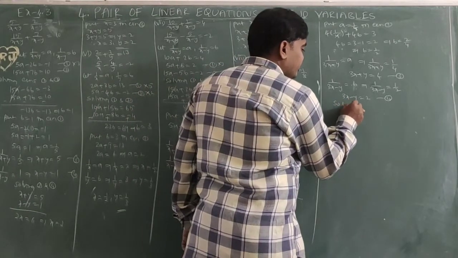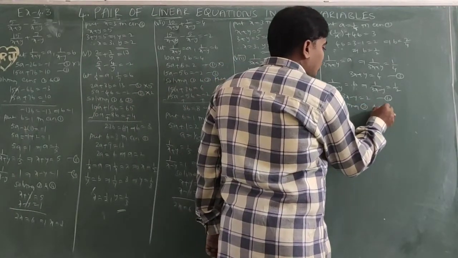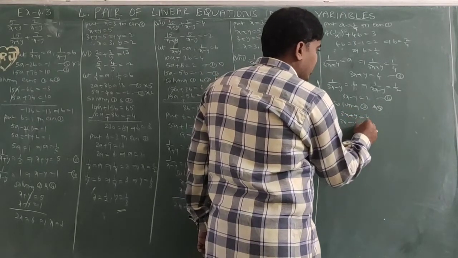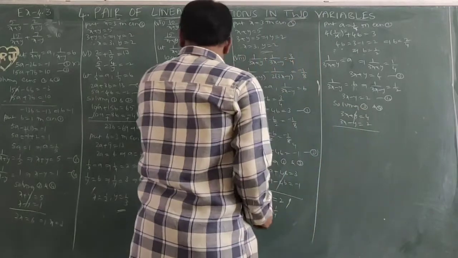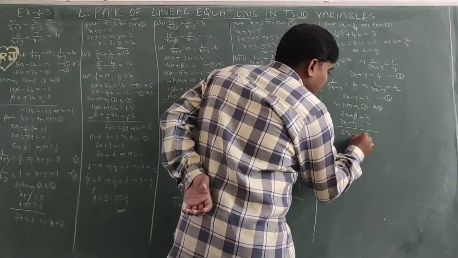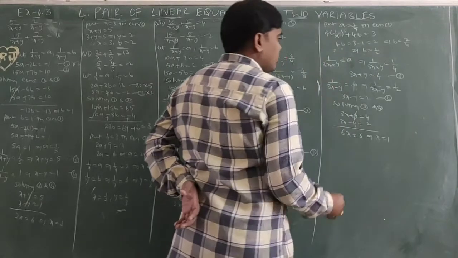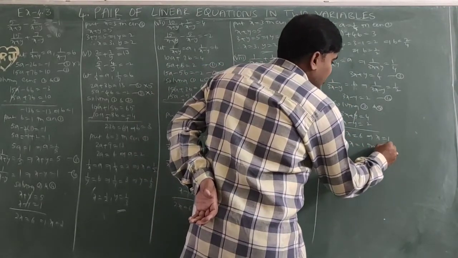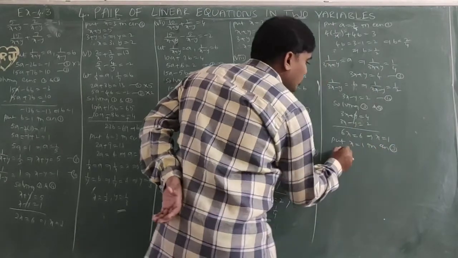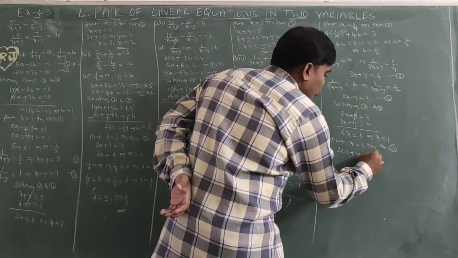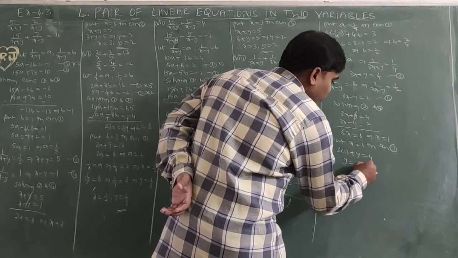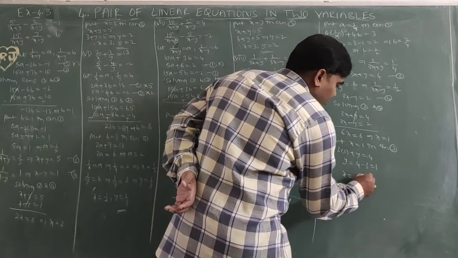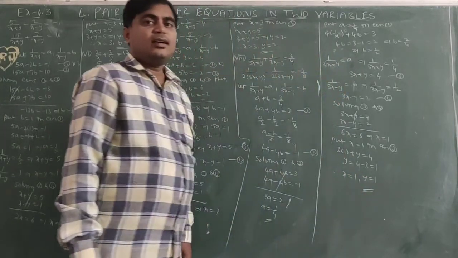Solving 3 and 4: 3x plus y equal to 4, 3x minus y equal to 2. y cancels. 3x plus 3x, 6x equal to 6, x equal to 1. So put x equal to 1 in equation 3. 3 into 1 plus y equal to 4. y equal to 4 minus 3 equal to 1. So therefore x equal to 1, y equal to 1. So this is the required solution.